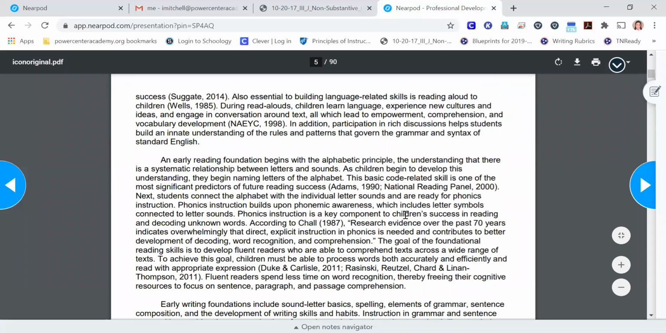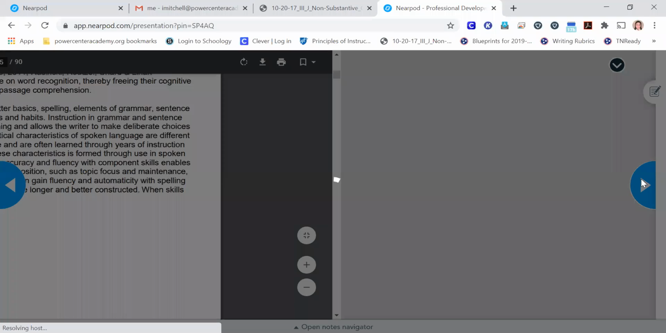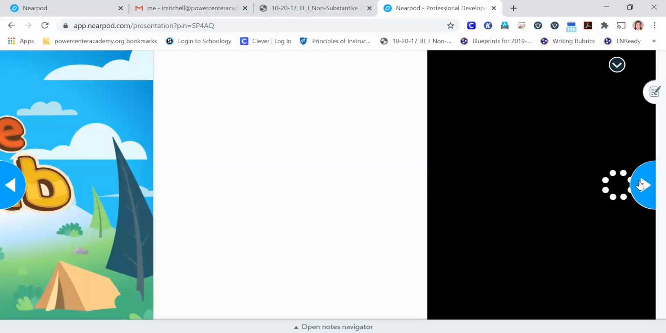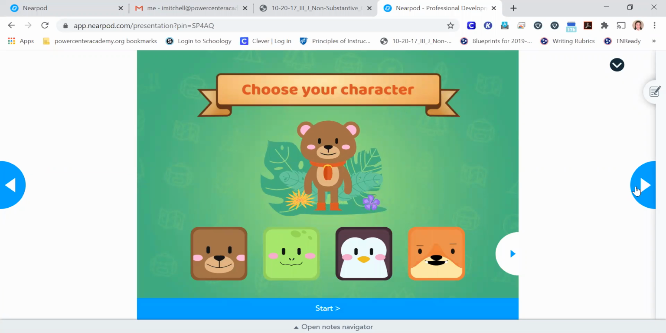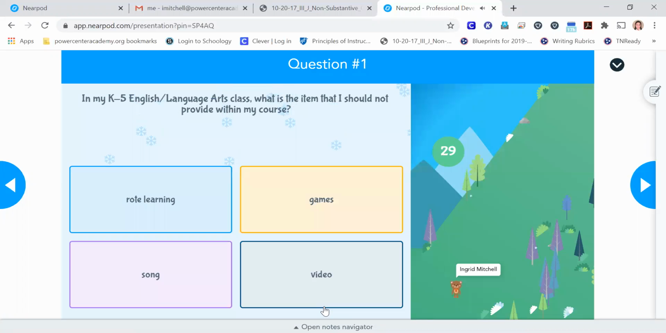What else was a big takeaway from the reading? Now here is a quick CFU for the first part of this asynchronous session. In my K-5 YOLA class, what is the item that I should not provide within my course? Rope, game, song, video.